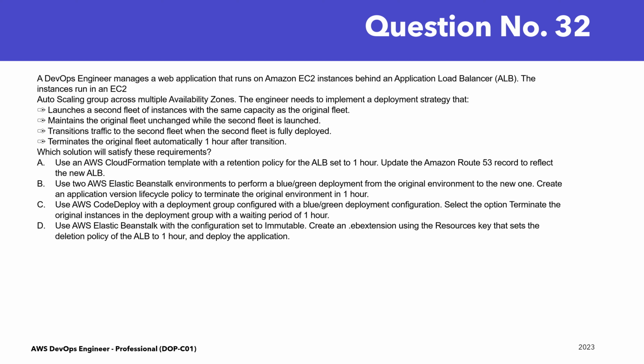C. Use AWS CodeDeploy with a deployment group configured with a blue/green deployment configuration. Select the option to terminate the original instances in the deployment group with a waiting period of 1 hour. D. Use AWS Elastic Beanstalk with a configuration set to immutable. Create an EB extension using the Resources key that sets the deletion policy of the ALB to 1 hour, and deploy the application. Correct answer, C.